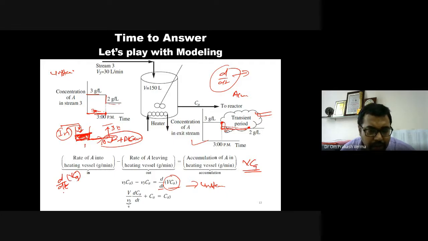Yes, sir. Okay, so rate of A into the heating vessel, minus whatever is out, rate of A leaving the heating vessel in gram per minute, equal to the accumulation inside the tank, right? तो क्या किया हमने, so for that purpose we are writing V3 CA3 minus V3 CA equal to d by dt of VCA, right?